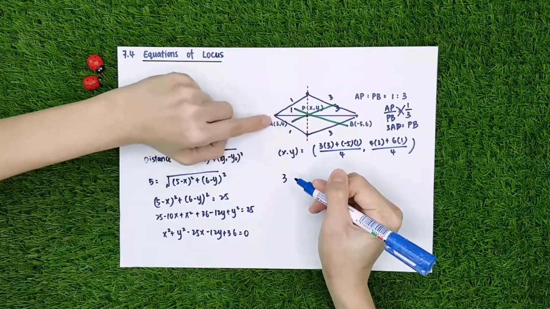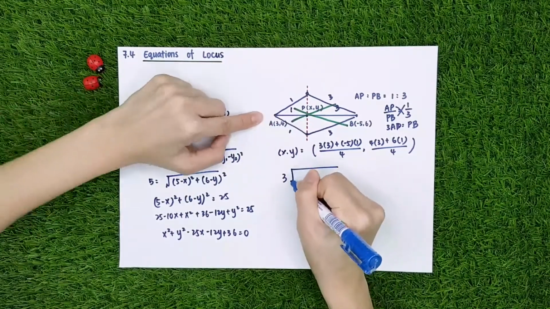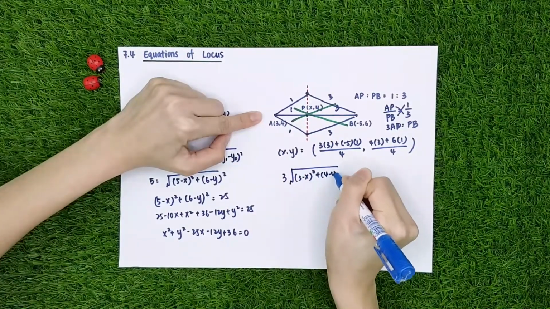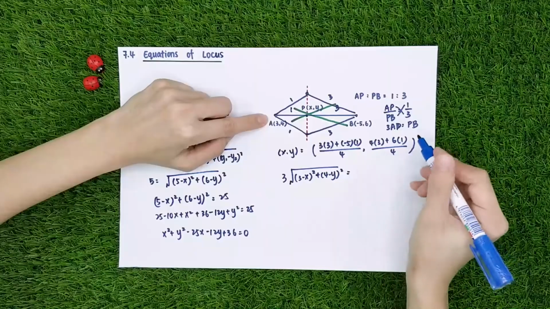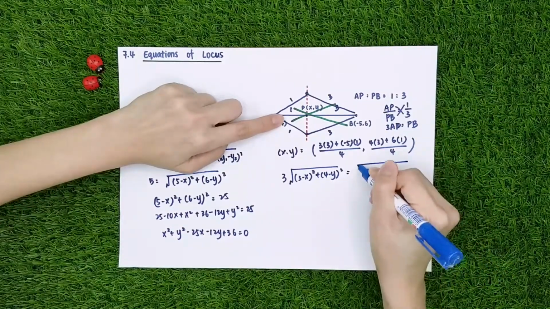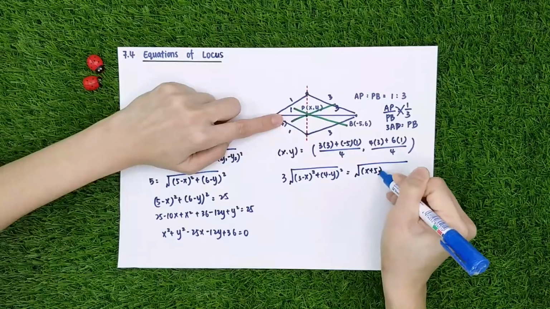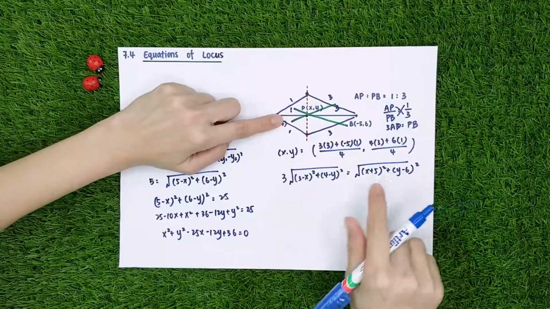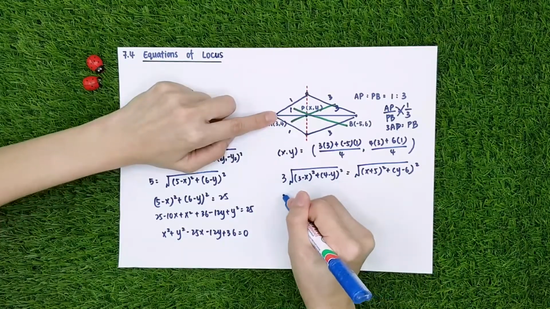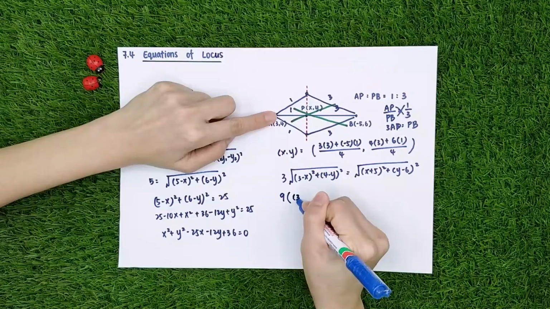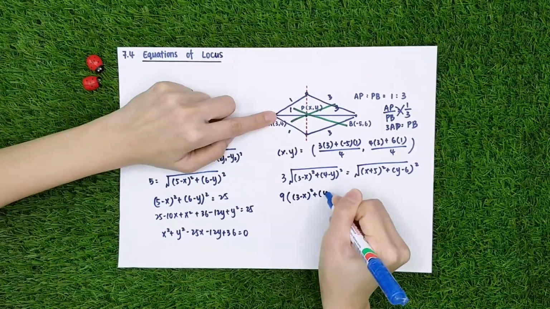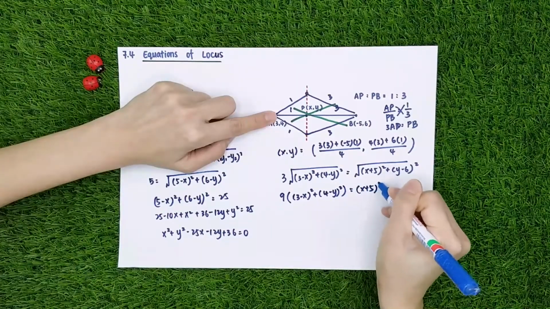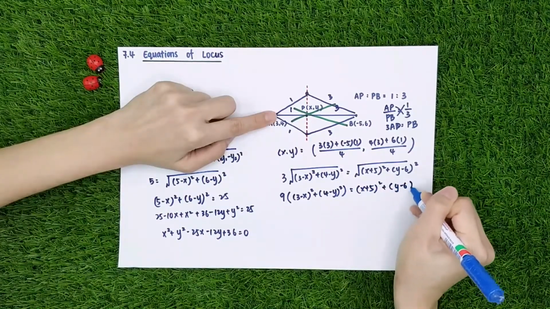3AP, the distance between A and P, is the square root of (3 minus x) squared plus (4 minus y) squared, which is equal to the distance between P and B. So it's the square root of (x plus 5) squared plus (y minus 6) squared. Okay, I want to take off the square root, so I will square both sides. I will get 9 times (3 minus x) squared plus (4 minus y) squared is equal to (x plus 5) squared plus (y minus 6) squared.